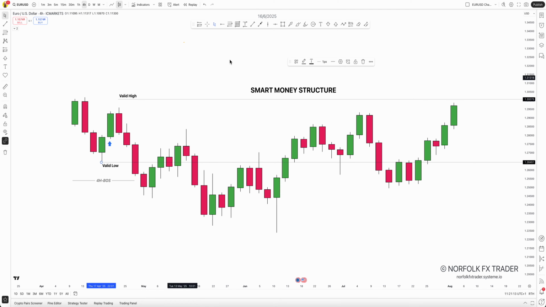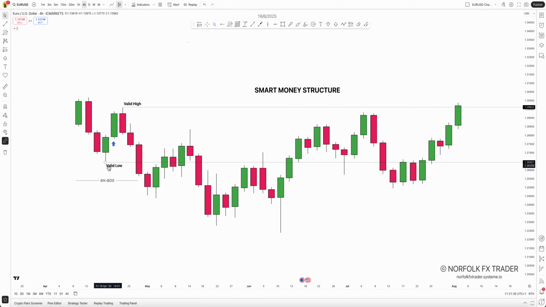Then as price does the opposite and we go to the downside and we start running through to this low, we're going to create a valid high here. And I'll go through the steps again, how you look for a valid high. A valid high is only created once we see a break of structure. So now we have this break to downside on this bearish candle. We can now create this as a break of structure on this time frame.